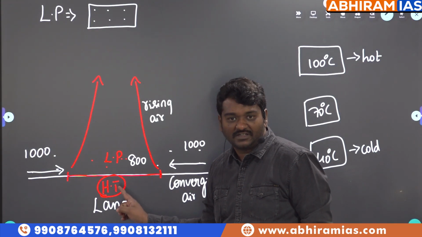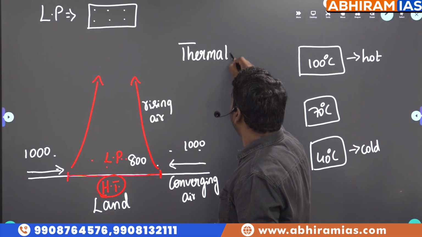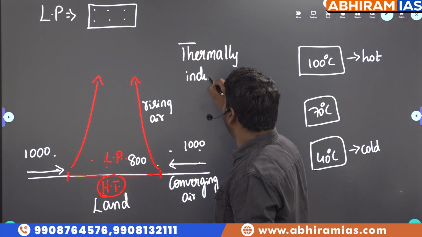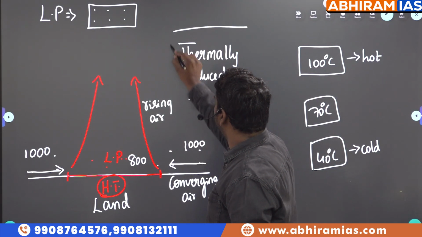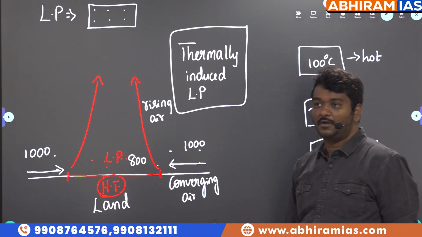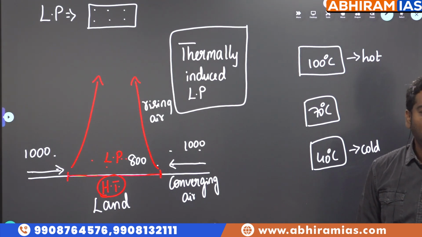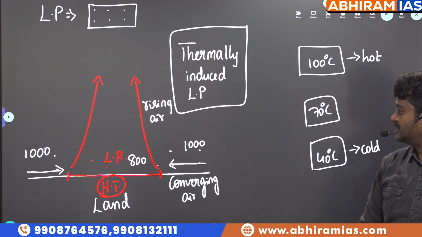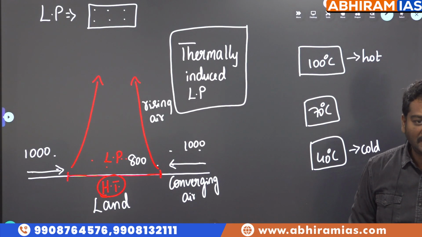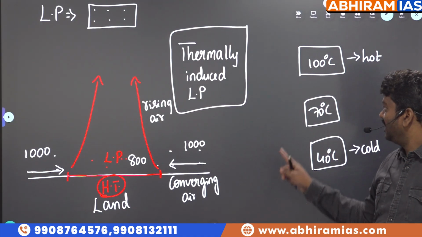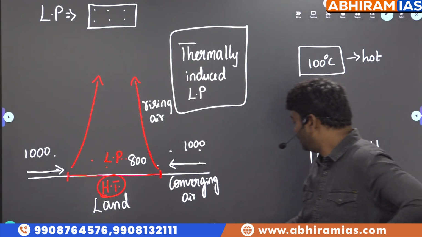As it is occurring because of Earth's surface temperature, we call this thermally induced low pressure. What is this called? Thermally induced low pressure. Can you please tell me, is air rising? Yes. If air rises, will it adiabatically cool? If it adiabatically cools, will it give rainfall? Yes. So, which areas do you see thermally induced low pressure giving rainfall?